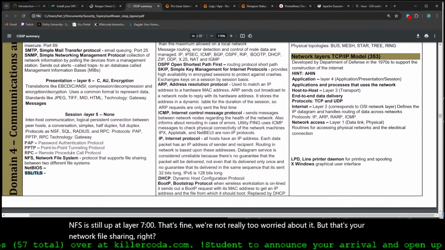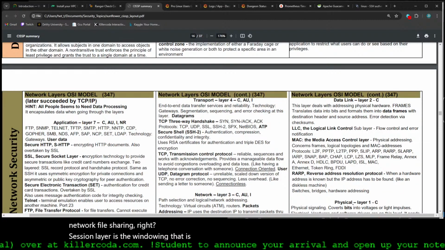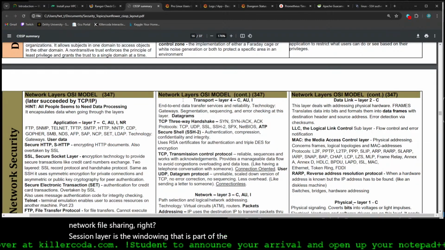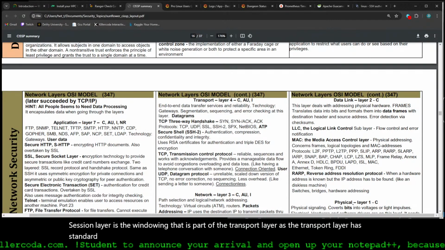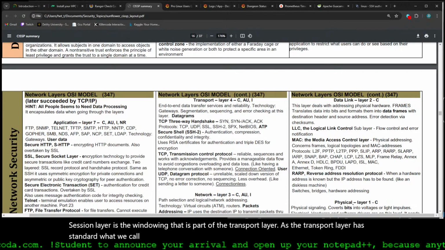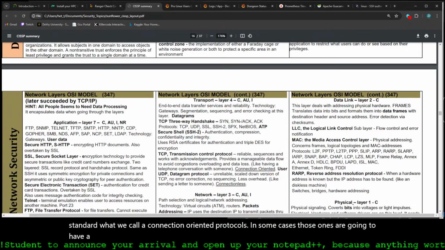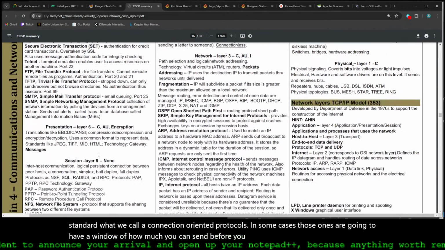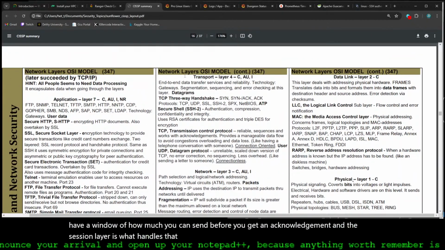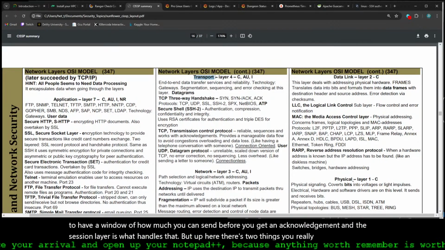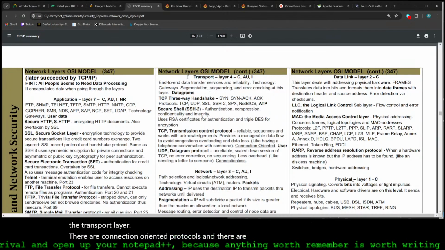Session layer is the windowing that is part of the transport layer. As the transport layer has standard, what we call connection-oriented protocols in some cases, those ones are going to have a window of how much you can send before you get an acknowledgement, and the session layer is what handles that. But up here, there's two things you really need to know at the transport layer. There are connection-oriented protocols and there are connectionless protocols.